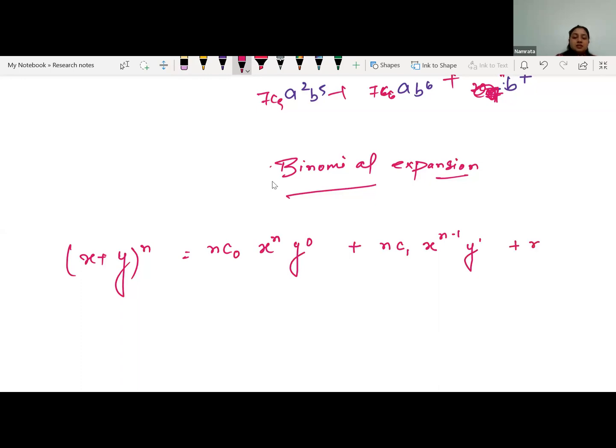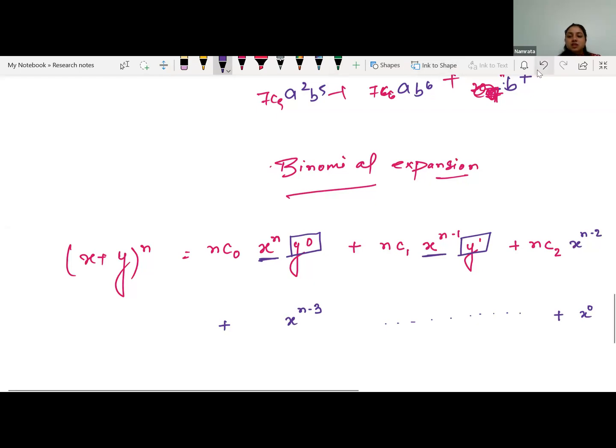Then nc2, the power of x will decrease. First it was n power, then n minus 1 power, now it will be n minus 2 power. After that the power of x will be n minus 3, and it will keep on decreasing. At last the power of x will be 0. The power of y will keep on increasing. First it was 0 power, then it was 1 power.